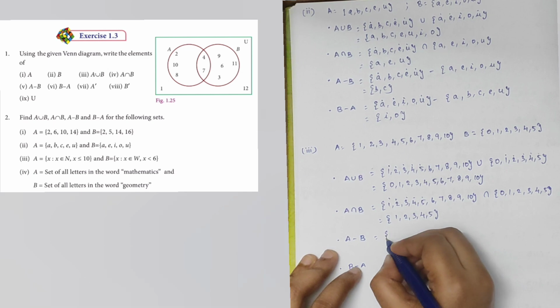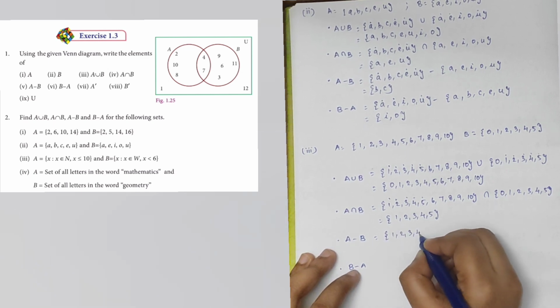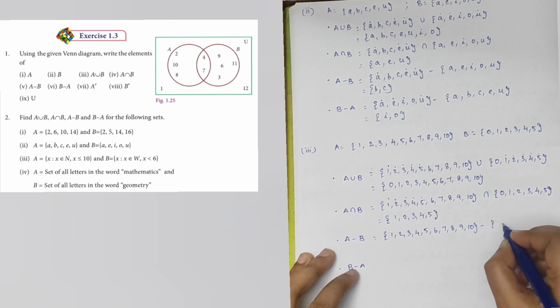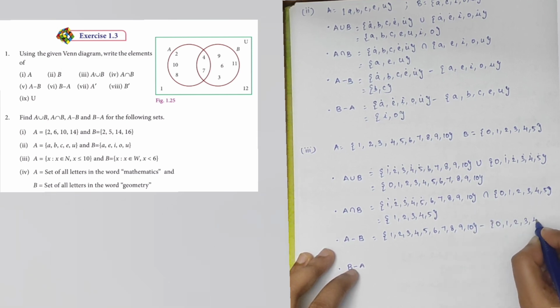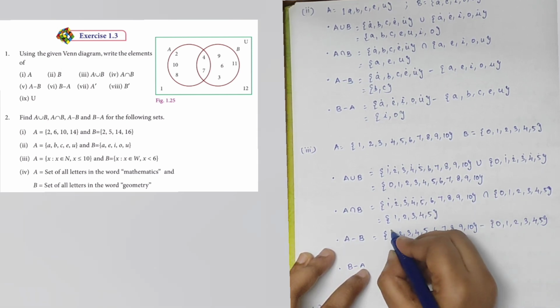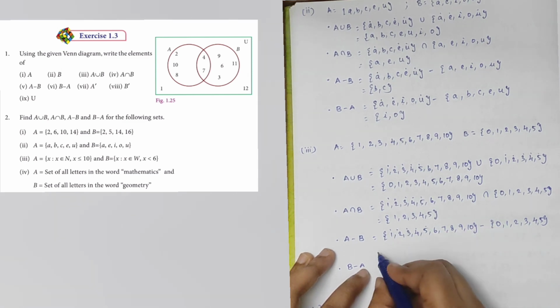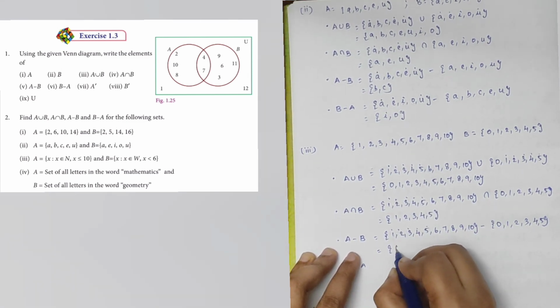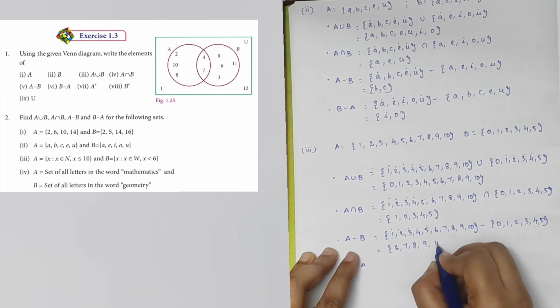Now do it for A minus B. So {1, 2, 3, 4, 5, 6, 7, 8, 9, 10} minus {0, 1, 2, 3, 4, 5}. Now list out the common elements, that is 1, 2, 3, 4, 5. So you have to write only the uncommon elements of the first set A, that is 6, 7, 8, 9, 10.